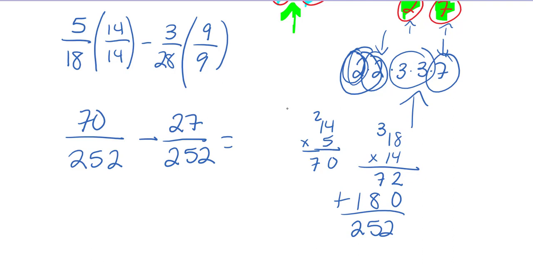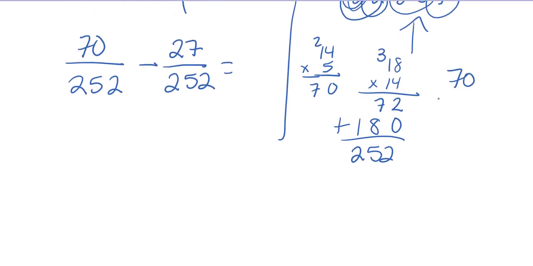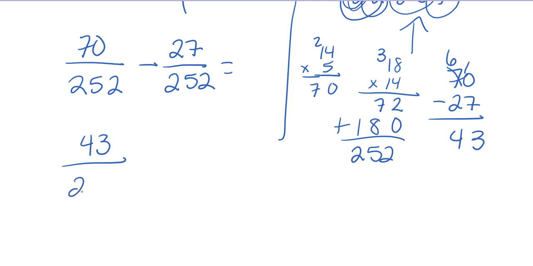So let's see what we get. 70 minus 27 is 43. So we have 43 over 252.